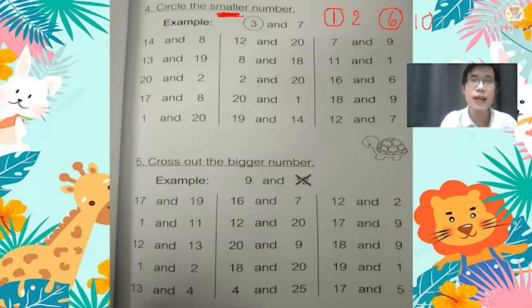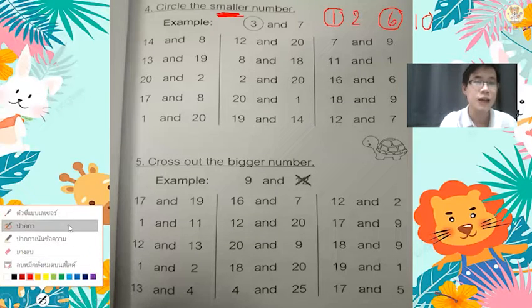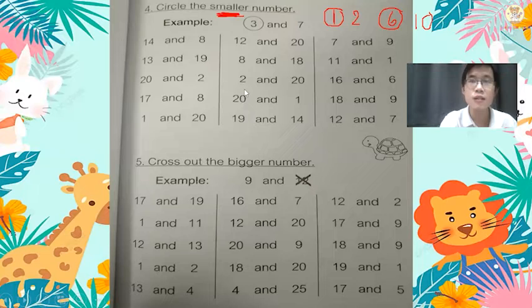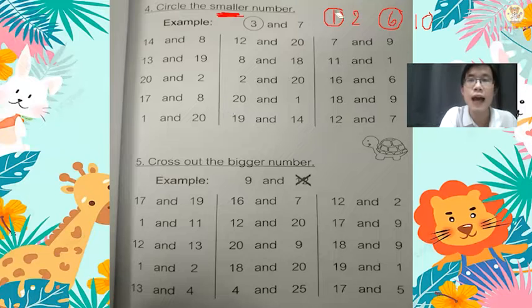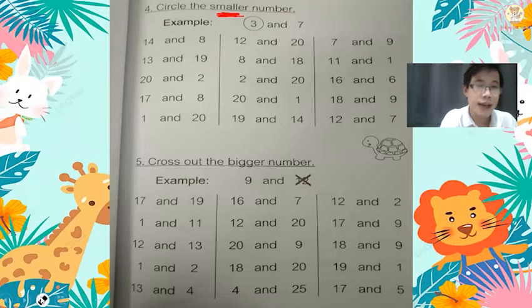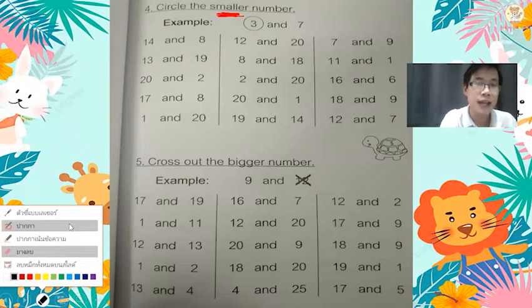So please take a look at the example. They have already given you between 3 and 7. Everybody, 3 and 7. So you can know the answer suddenly because 3 is smaller than 7, right? Everybody, 3 comes first while 7 comes after 3. That's why 3 is smaller than 7. So right now, I think that all of you may understand about the amount of the numbers.